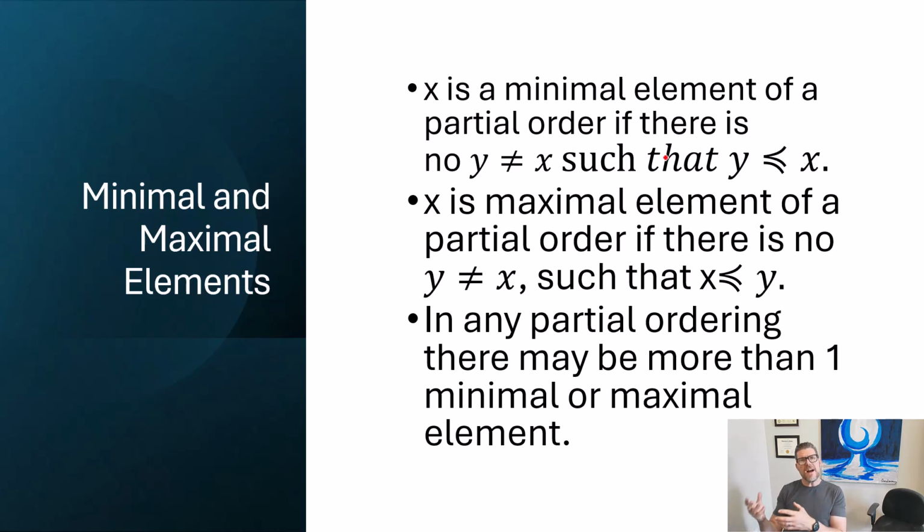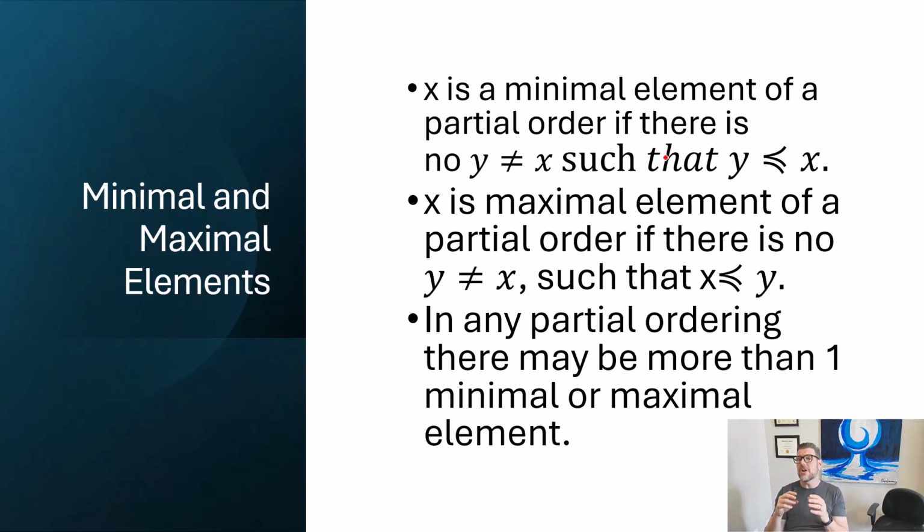So let's first define it and say that x is a minimal element of a partial order if there's no y not equal to x, such that y is at most x. So that's basically the idea that there's no y that's less than or equal to x. We don't have x as what we'd say a head inside of any one of our edges. X is a maximal element of a partial order if there's no y not equal to x, such that x is at most y. And what that means is that there is no element that is bigger than x. X is the quote-unquote largest element.